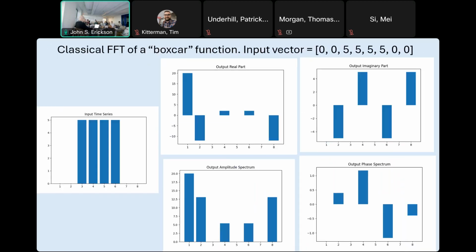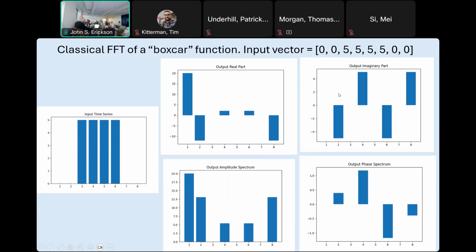So we did this, and here's a third and final classic thing that we do for testing these things. This is called the boxcar function or the box function. You see it's 0, 0, 0, and then I put in 5, 5, 5, and then back down to zeros. So I put in this input vector, and this is the classical computation.